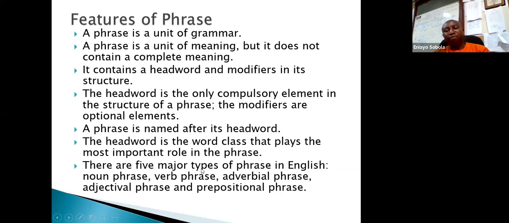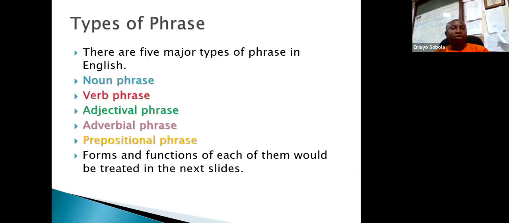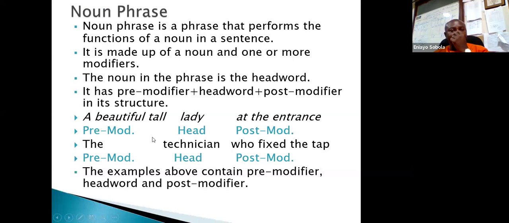I will mention there are 5 major types of phrase in English. You have a noun phrase, verb phrase, adverbial phrase, adjectival phrase, and the prepositional phrase. Those are the 5. But briefly, we go through them. Let's briefly look at a noun phrase.